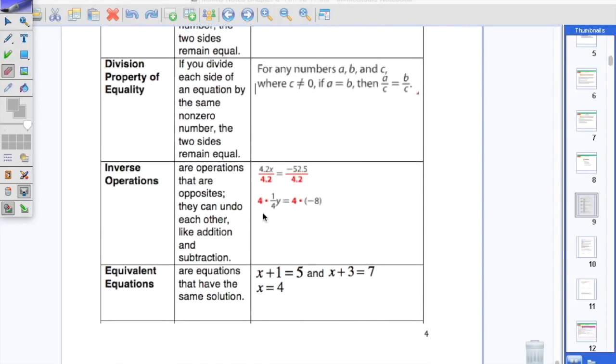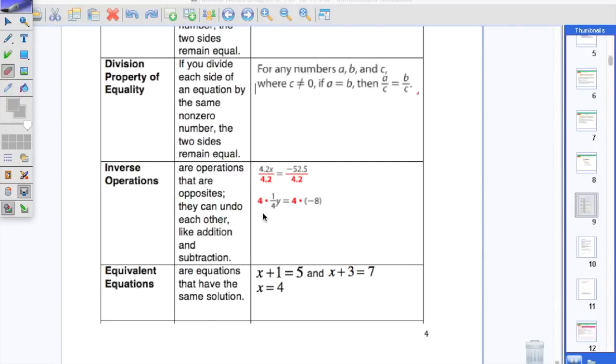Inverse operations are operations that are opposites. They can undo each other, like addition and subtraction. Or, in the example I have here, we can undo each other with multiplication or division. So we have 4.2x is equal to negative 52.5. Well, to get the variable by itself, we can divide both sides by 4.2. That's its inverse operation. The second example, I have 1/4 y is equal to negative 8. So I can multiply both sides by 4 to undo the multiplying by a fraction. So we're multiplying by the reciprocal.